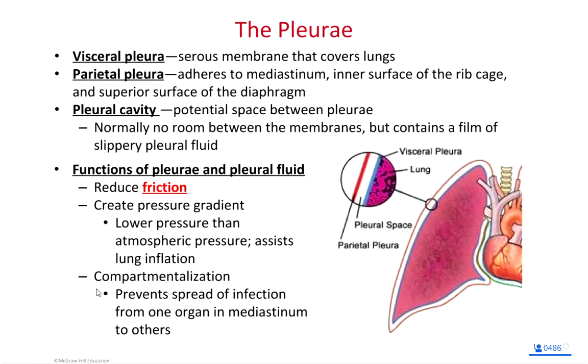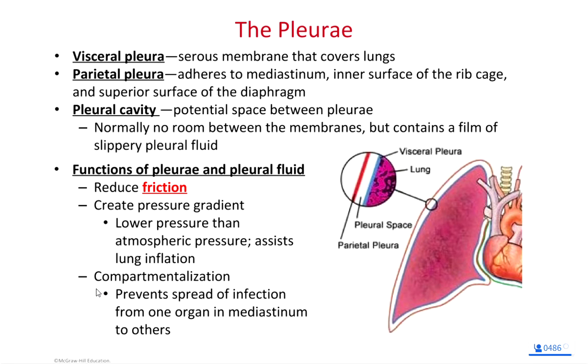And as we look at these two membranes, there's a little bit of space between them, known as the pleural cavity. And the pleural cavity is very important for multiple reasons. One is that we're going to have pleural fluid build up in this cavity. This is going to lubricate the lungs and allow us to expand and contract our lungs as we breathe in and breathe out. Reducing friction is very key.